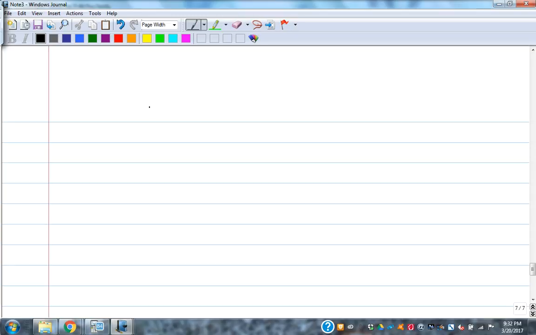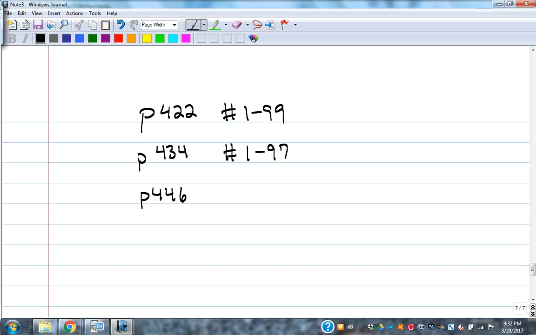Practice problems that you might want to look at: the entire section 4.6 is application problems similar to that. They give you the equation to start off with, and then you plug in the stuff that you know and solve it. It just makes an equation out of it. So on page 422, 1 through 99, page 434, 1 through 97, page 446, 1 through 105, page 457, 1 through 51. You'll have a Canvas quiz that'll come up.